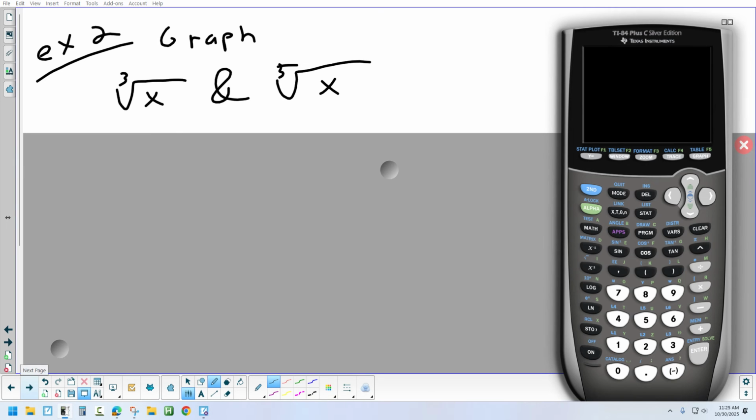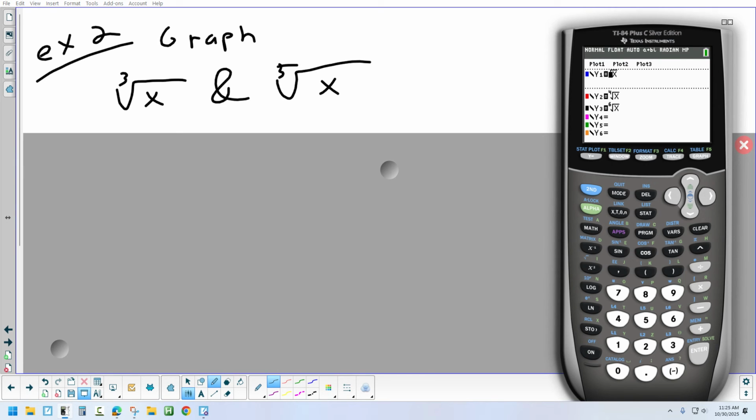Okay, so let's see what that looks like. And remember, it is always continuous. There's no number you can plug in, no real number, that you could take the cube root of and get an error. That never happens. So let's just modify that to be a cube root and a fifth root. Start with zoom 6 so we get kind of a big picture. There's your cube root. There's your fifth root. So we notice it goes in both directions forever.